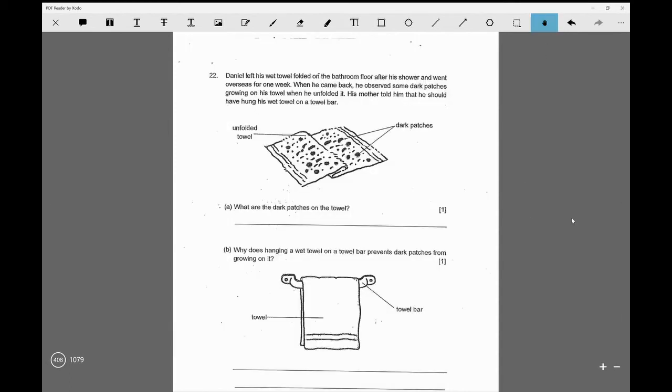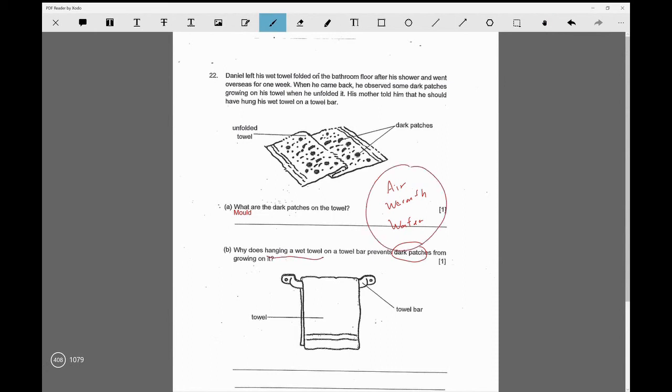Okay, let's look at question 22. So he left his wet towel and then he went overseas, and when he came back he realized there are all these dark patches. Okay, so that's your mould. They ask you, why does hanging the wet towel on a towel bar prevent the dark patches from growing? To answer that, you must first know that in order for mould to grow, they need air, warmth, and water. So when you hang the wet towel, definitely it removes one of the things here. That's why it cannot grow. The thing that you remove here is the water.